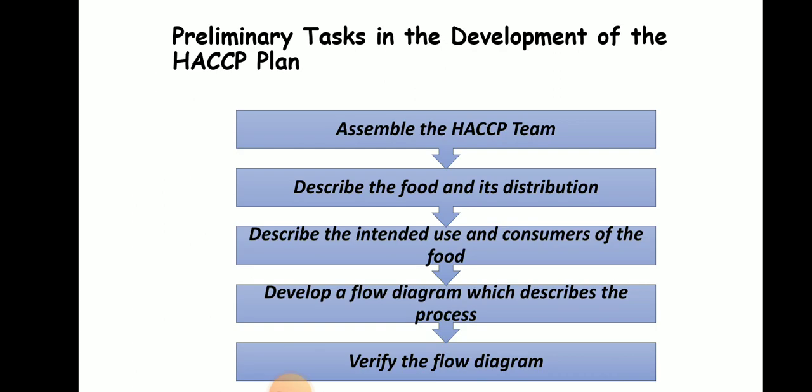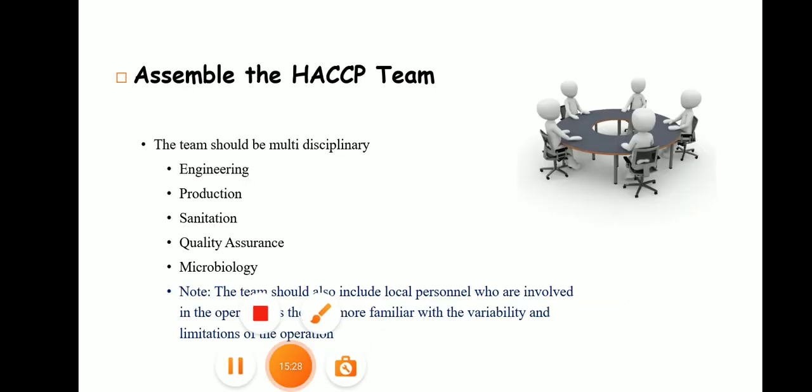The preliminary tasks in the development of the HACCP plan are assembling a HACCP team, describing the food and its distribution, and describing the intended use and the consumers of the food. The next point is developing a flow diagram which describes the process, then verifying the flow diagram. These are the preliminary steps or tasks in the development of a HACCP plan. Now let us see one by one each step involved in developing a HACCP plan.